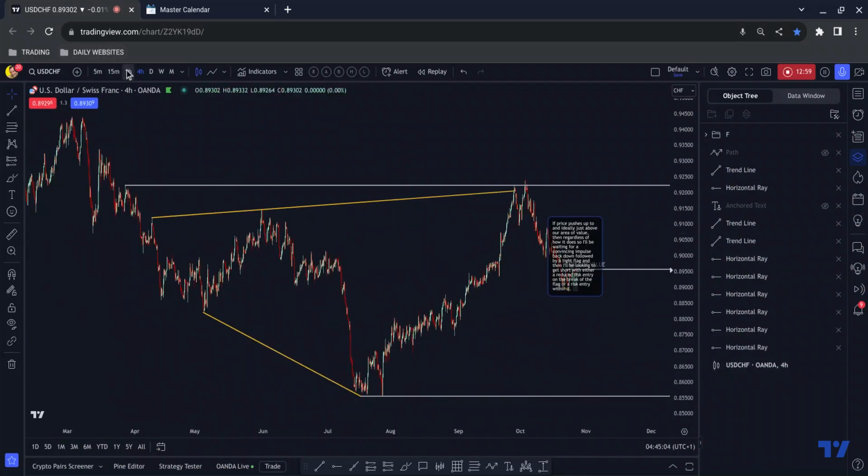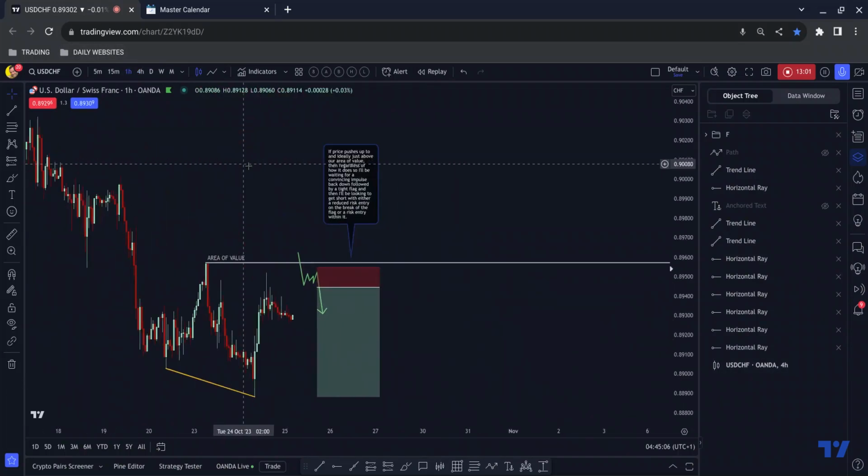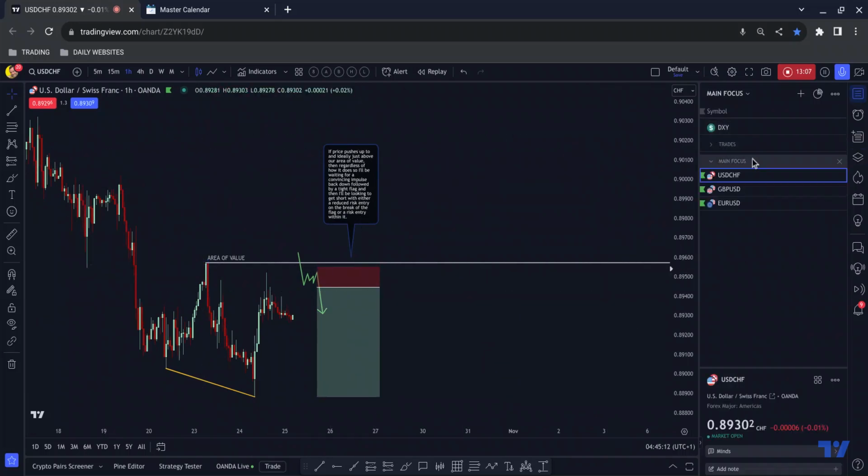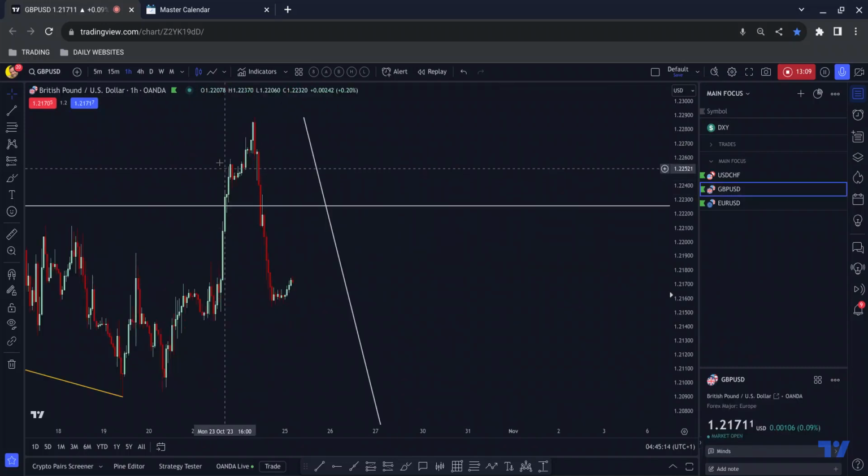So that is dollar Swiss. And of course, I have an alert set at the area value just below it. If that doesn't trigger today, then I will not be looking to place a trade on this pair at all.